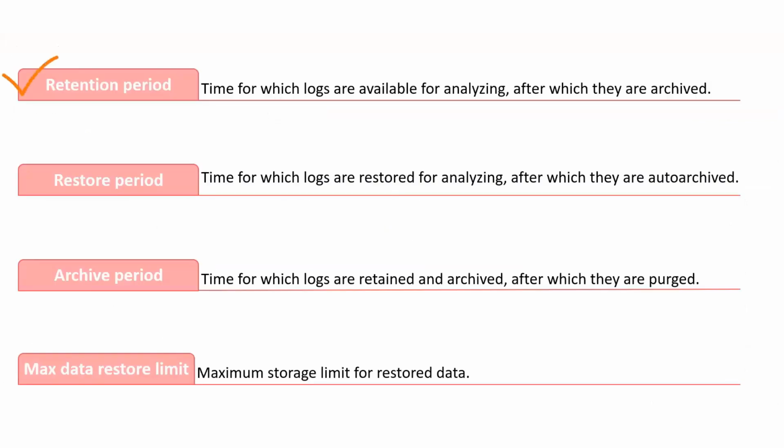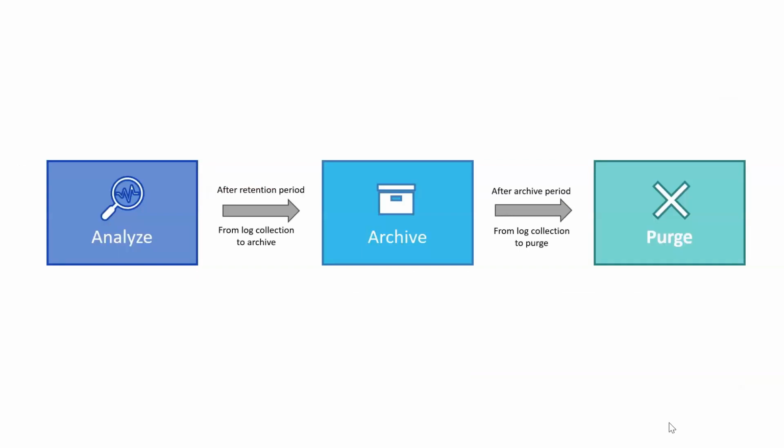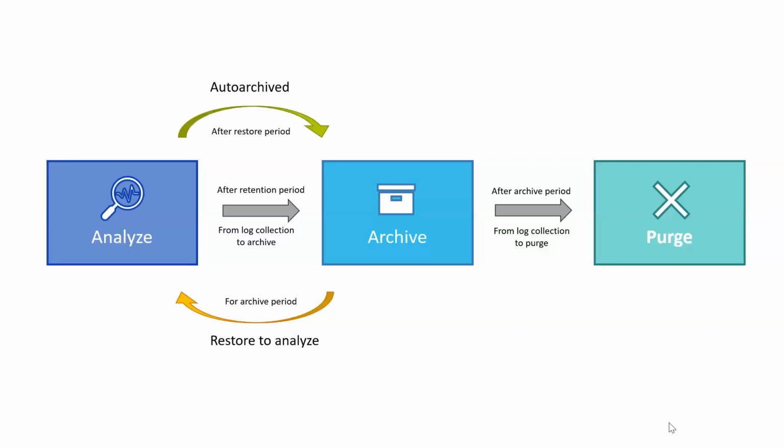As you can see, retention period, restore period, archive period, and max data restore limit, these values are based on the license agreement. So to understand the flow for the retention period, the collected logs are available for searching and analyzing. After this period, the records are archived each day. But during this time, we can restore these records for analysis and archive them back. And when the restore period is over, the logs are auto archived. Once the archive period is over, the archived records are purged and not available for restoring and searching.